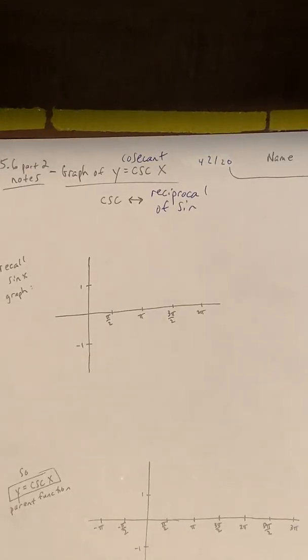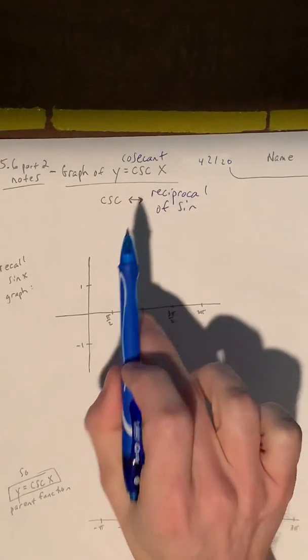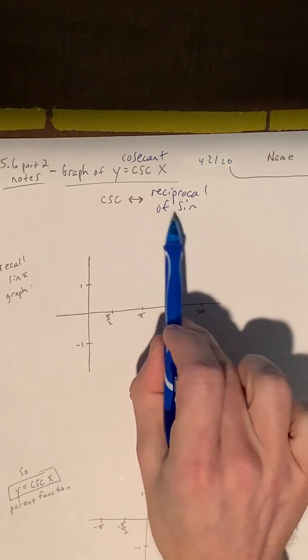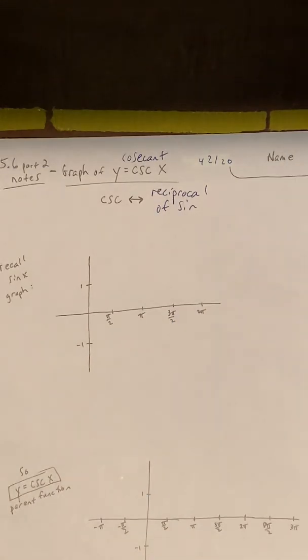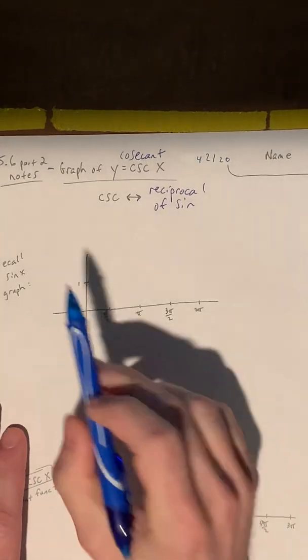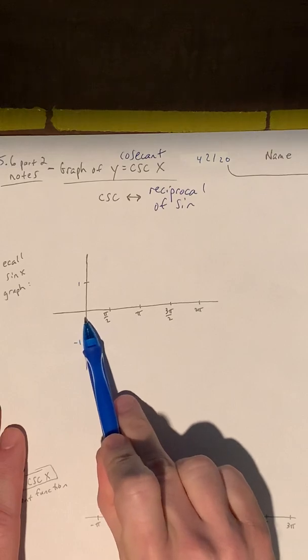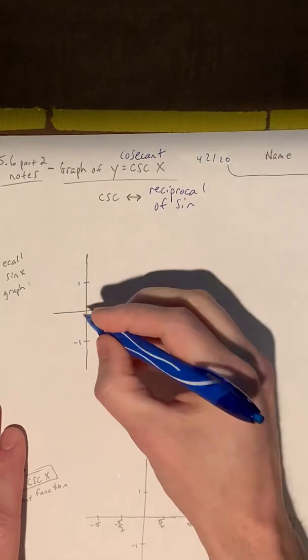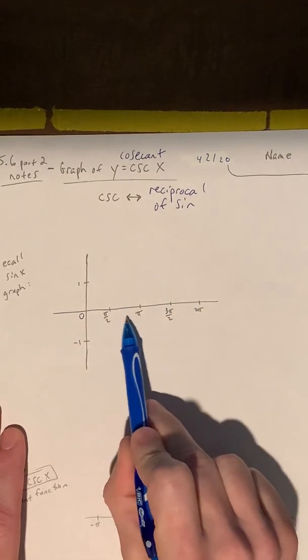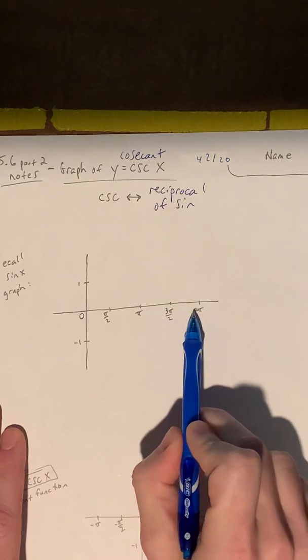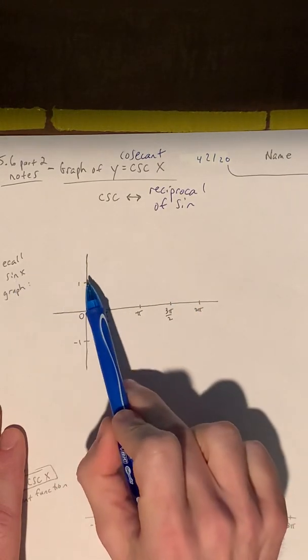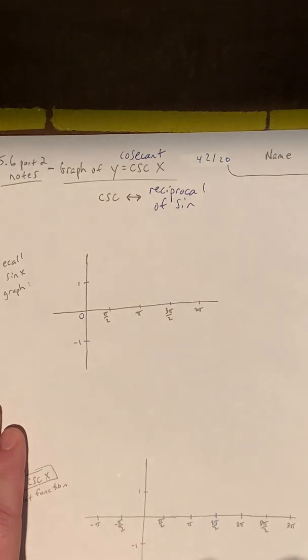So the first thing we're going to do is recall the parent function of the sine graph and then see how, since these are reciprocals, we can simply make a few adjustments and come up with the parent function of the cosecant graph. All right, so remember that the sine graph, we have our normal increments, 0, pi, and then all the way up to 2 pi, 1 full period. Parent function is a max of 1, minimum of -1.